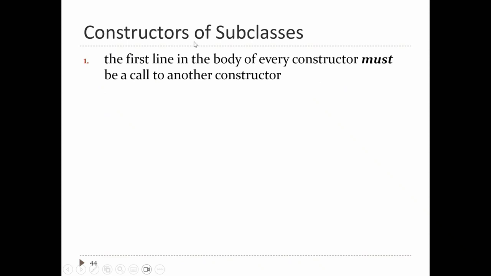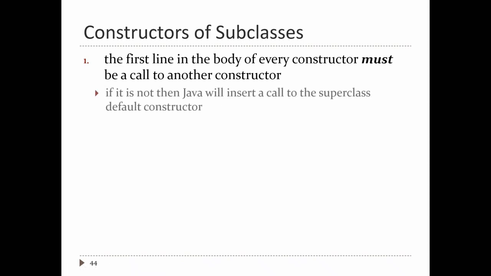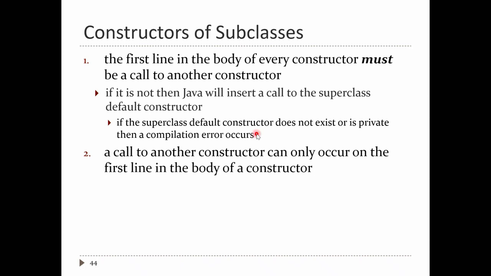Okay, so when you are implementing a constructor in a subclass, there's a bunch of rules that you need to remember, right? This is true for Java. I don't know if it's true for other object-oriented programming languages. Number one, the first line in the body of every constructor must be a call to another constructor. If the first line of your constructor is not a call to another constructor, then the compiler inserts a call to the superclass default constructor for you. If the superclass doesn't have a default constructor, or if it's private, then your code will not compile, right? Okay, so number one, you must call a constructor on the first line of your constructor.